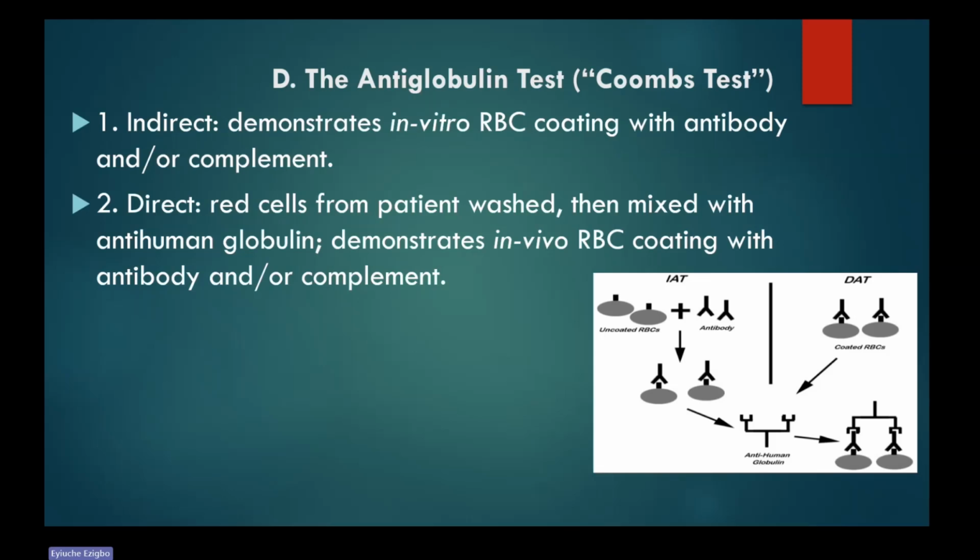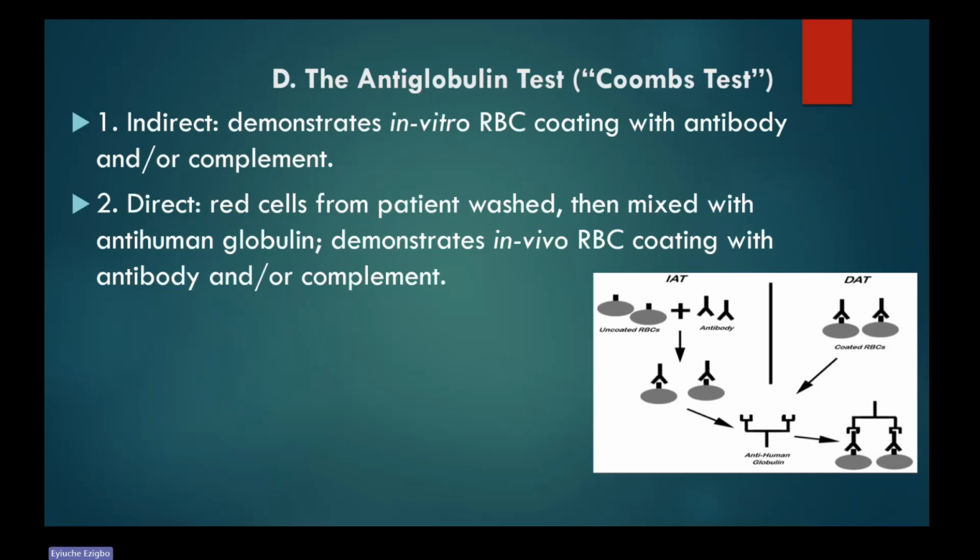We have the indirect and direct antiglobulin tests. We use the indirect antiglobulin test to demonstrate in vitro red blood cell coating with antibody and/or complement. In this process, we are screening a patient for antibodies we suspect the patient has developed. So we get the serum of the patient and incubate it with known red cell antigens so that we can detect the antibody in the patient's plasma.